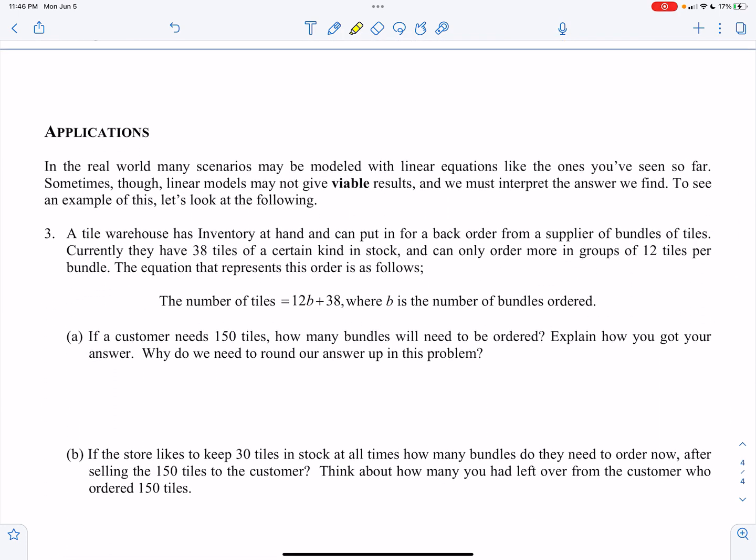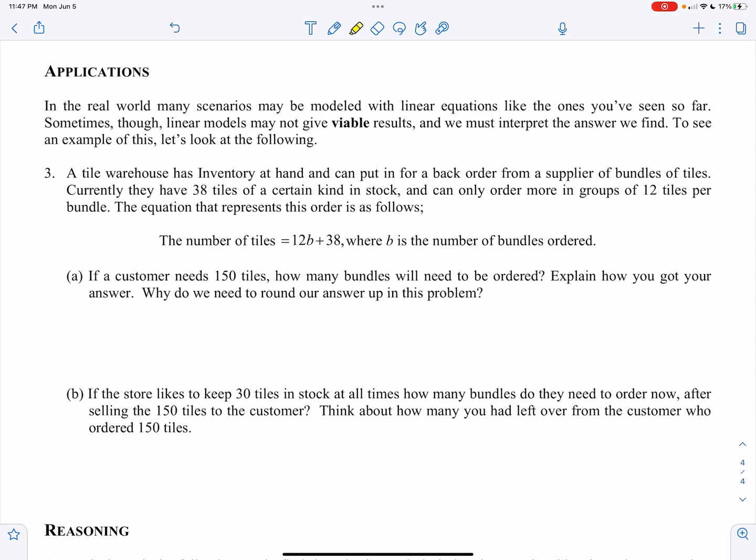In the real world, many scenarios may be modeled with linear equations like the one you've seen so far. Sometimes, though, linear models may not give viable results, and we must interpret the answer that we find. To see an example of this, let's look at the following. Number 3, a tile warehouse has an inventory at hand and can put in a back order from a supplier of bundles of tile. Currently, they have 38 tiles of a certain kind in stock and can only order more in groups of 12 tiles per bundle.